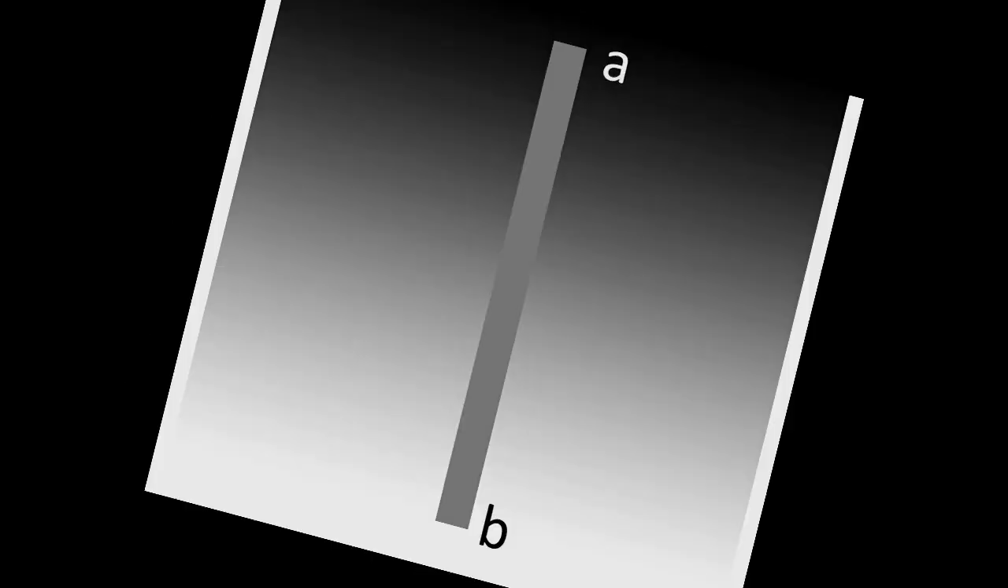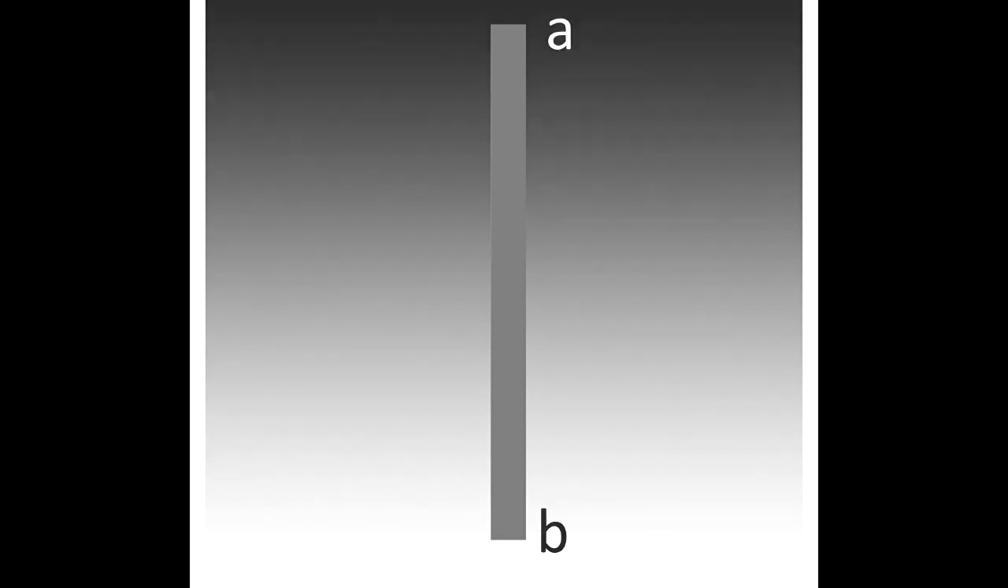Take a look at this gray bar. Which end is lighter, A at the top or B at the bottom? I'm going with A. What about you? When we fade out the background, we can see that the bar is actually all the same color.